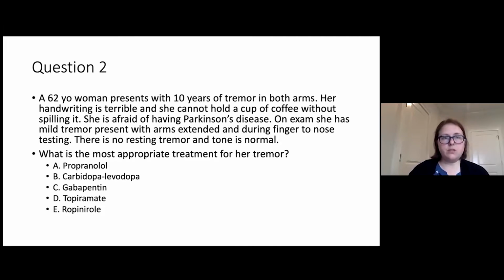So question 2, a 62-year-old woman presents with 10 years of tremor in both arms. Her handwriting is terrible. She cannot hold a cup of coffee without spilling it. She's afraid she has Parkinson's disease. On exam, she has a mild tremor present with arms extended and during finger to nose testing. There's no resting tremor and her tone is normal. What is the most appropriate treatment for her tremor? A, propranolol, B, carbidopa-levodopa, C, gabapentin, D, topiramate, or E, ropinirole.